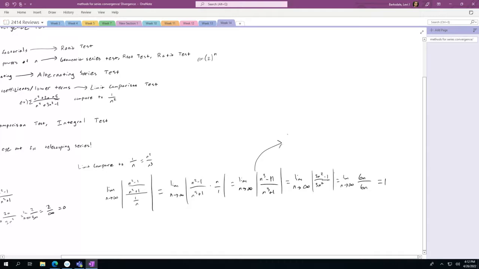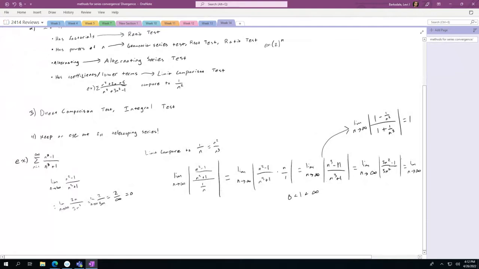Another option we could do is take this and write it as the limit as n approaches infinity of 1 minus 1 over n squared over 1 plus 1 over n cubed. So basically just dividing everything by n cubed, or multiplying by 1 over n cubed over 1 over n cubed if you prefer. Regardless, this limit is still 1. All right, and importantly, this limit is non-zero and it is not infinite. So our limit comparison test works, and it tells us that 1 over n and n squared minus 1 over n cubed plus 1 either both converge or they both diverge.